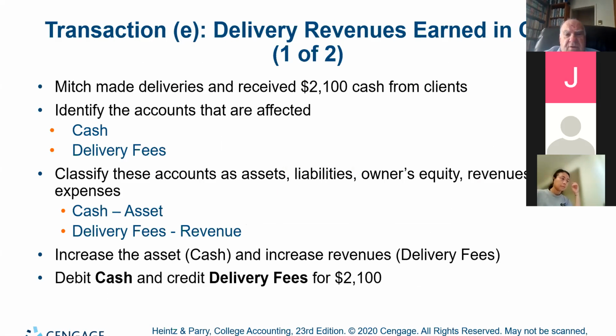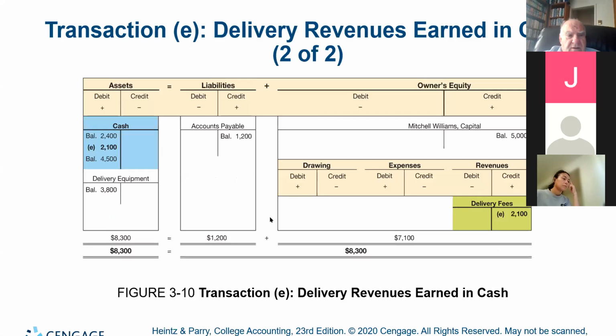Mitch made deliveries and received $2,100. Oh, that's great. He has some revenues now. He made some sales. He calls his sales delivery fees, and he's going to get cash. So cash is going to increase, and so are revenues or delivery fees. We're going to debit cash and credit delivery fees.